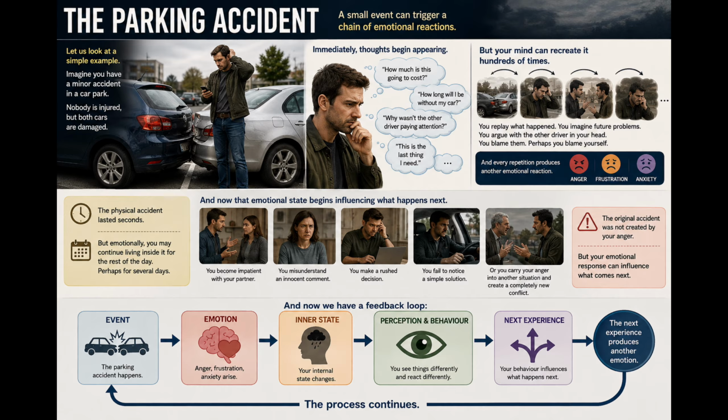And now that emotional state begins influencing what happens next. You become impatient with your partner. You misunderstand an innocent comment. You make a rushed decision. You fail to notice a simple solution. Or you carry your anger into another situation and create a completely new conflict. The original accident was not created by your anger, but your emotional response can influence what comes next. And now we have a feedback loop: event, emotion, inner state, perception and behavior, next experience. And the next experience produces another emotion. The process continues.